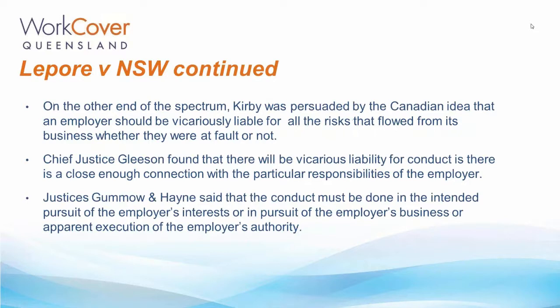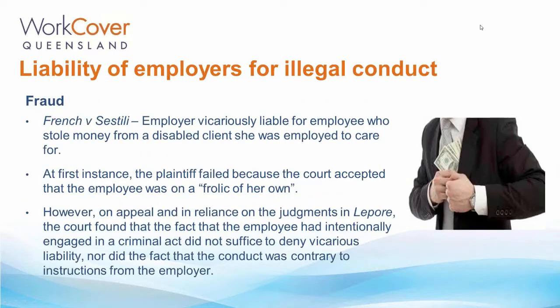Chief Justice Gleeson found that there will be vicarious liability for conduct if there is a close enough connection with the particular responsibilities of the employer. And Justices Gummow and Hayne said that the conduct must be done in the intended pursuit of the employer's interests, or in the pursuit of the employer's business or apparent execution of the employer's authority. So there are a lot of principles to come from that particular decision.